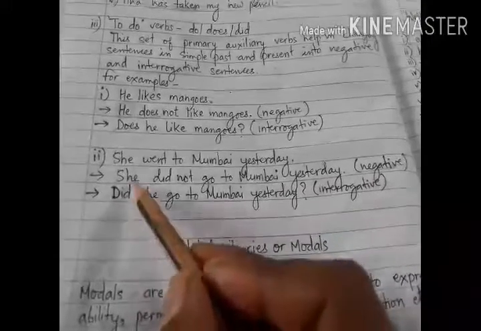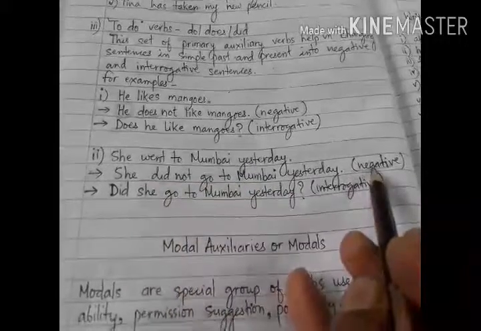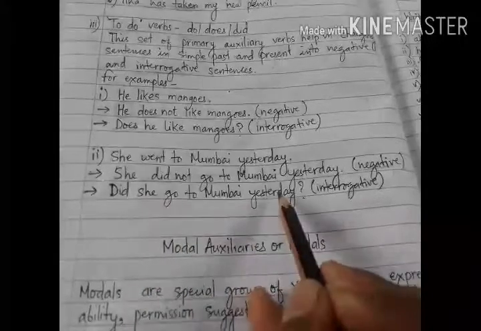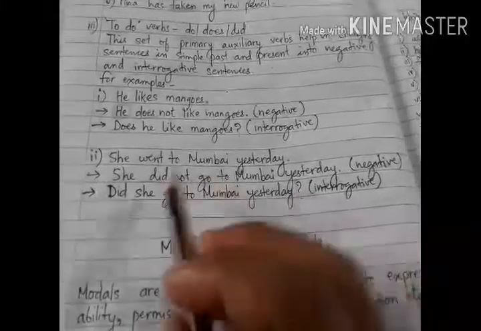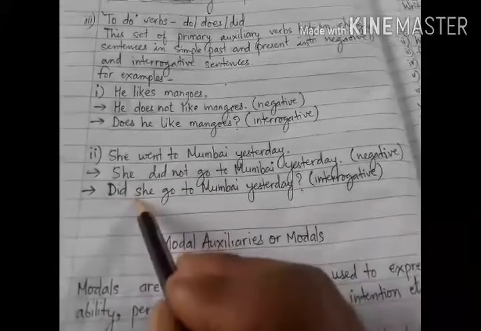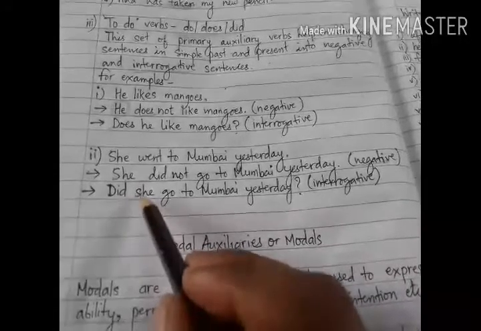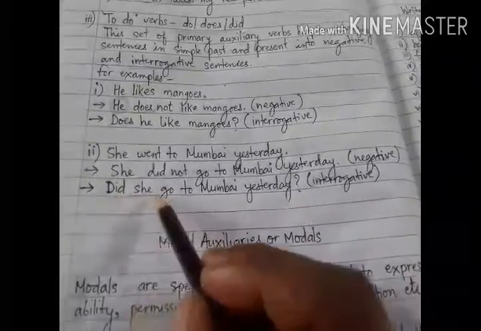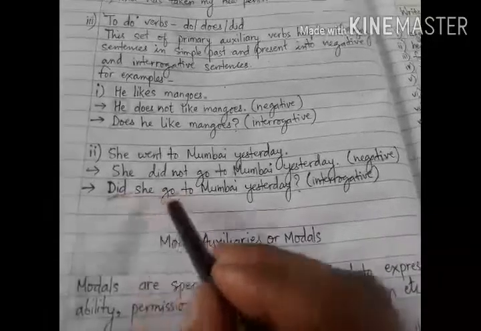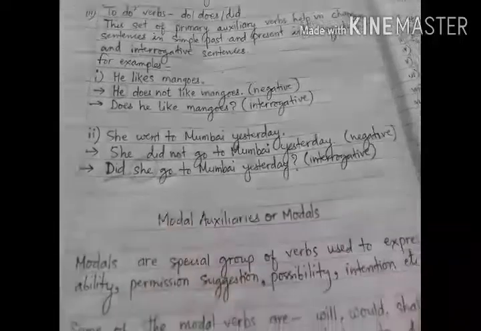Okay, she did not go to Mumbai yesterday. This is negative. Now interrogative: did she go to Mumbai yesterday? This is the interrogative sentence. Whenever we are making interrogative sentences by using helping verbs, we have to use those helping verbs before the subject, and the subject comes between the helping verbs and the main verbs. Like did is the helping verb, go is the main verb, so between did and go we have used she, that is the subject. Understood? So I hope you have understood.